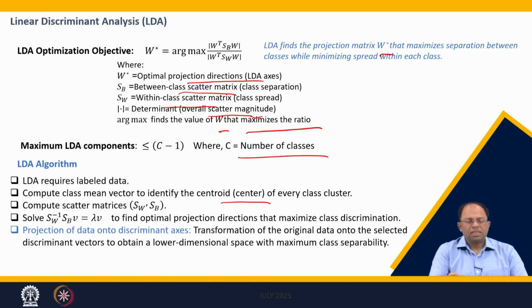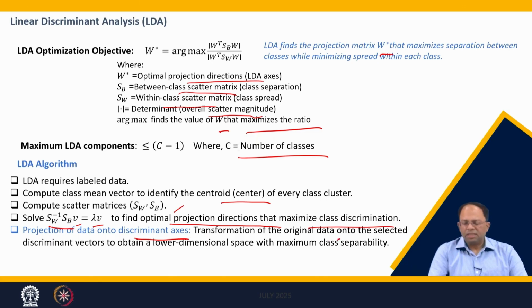Then we compute the scatter matrices SW and SB, and then we solve SW to the power minus 1 times SB times V equals lambda V, and this is the direction we are trying to find. That is, we find the optimal projection direction that maximizes the class discrimination, and finally we project the data onto this new discriminant axis, and this transformation of the original data happens when we do this projection.